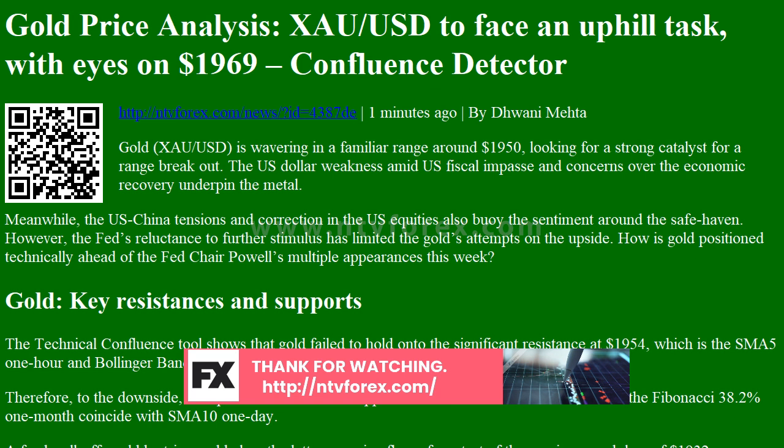Here is how it looks on the tool. About the confluence detector: the TCI technical confluences indicator is a tool to locate and point out those price levels where there is a congestion of indicators, moving averages, Fibonacci levels, pivot points, etc. Knowing where these congestion points are located is very useful for the trader, and can be used as a basis for different strategies. Learn more about technical confluence.